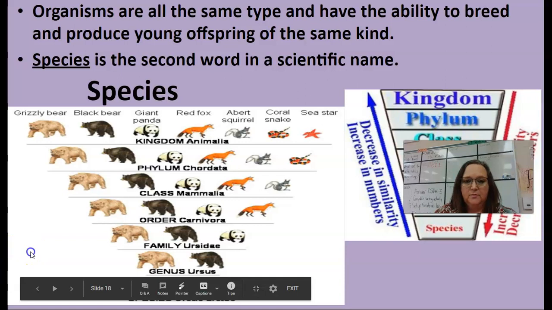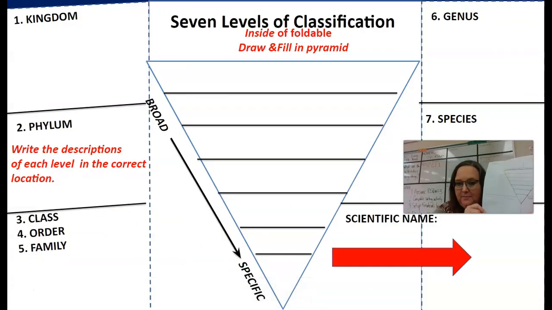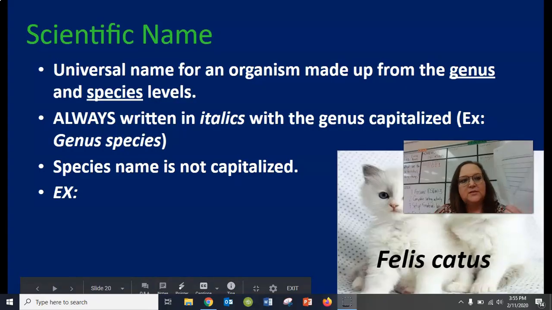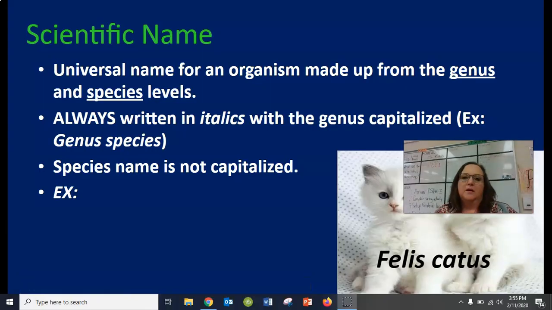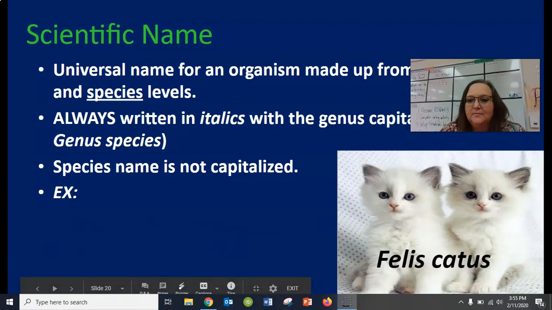Okay, so now we're going to move on to that last box on the inside, scientific name. So in the scientific name box, we're writing this. It's the universal name for an organism made up of genus and species level. So in this example here, your cat, Felis is its genus, Catus is its species. So its scientific name comes from those two names. So its scientific name for a cat is Felis catus.